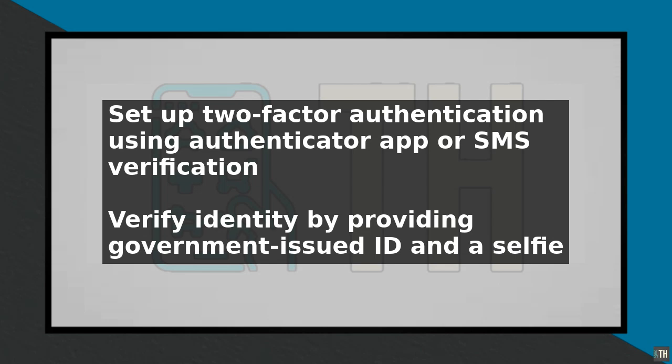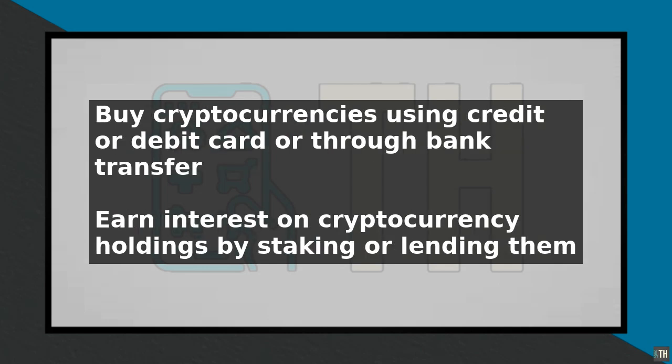You can buy cryptocurrencies using a credit or debit card, or through a bank transfer. You can also earn interest on your cryptocurrency holdings by staking them or lending them to other users. To buy cryptocurrency, click on the Buy button and select the cryptocurrency you want to purchase. Enter the amount you want to buy and confirm the transaction. You can also set up a recurring buy to invest a fixed amount of money at regular intervals.